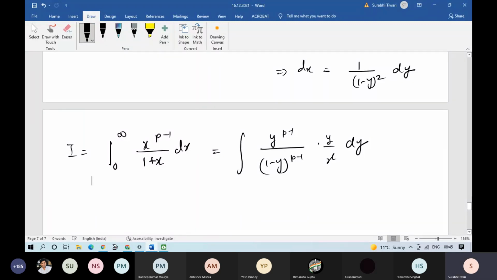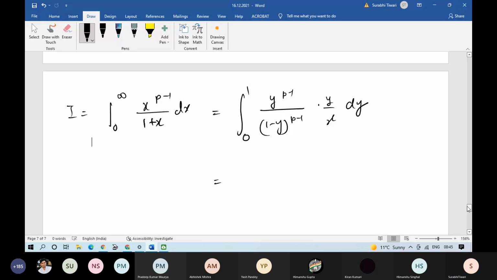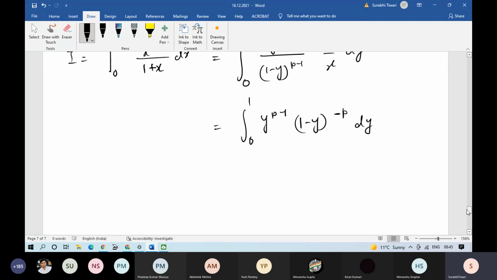Now put the limit of y. So when x is equal to 0, y is equal to 0. And when x is equal to infinity, y is equal to 1. So this is equal to 0 to 1, y to the power p minus 1, (1 minus y) to the power minus p dy. Now this is a beta function. Of which type? This is beta p, 1 minus p.